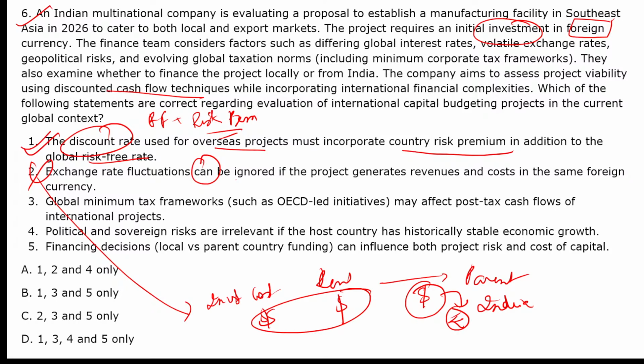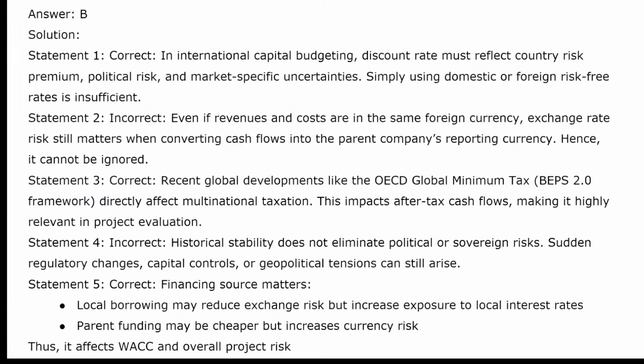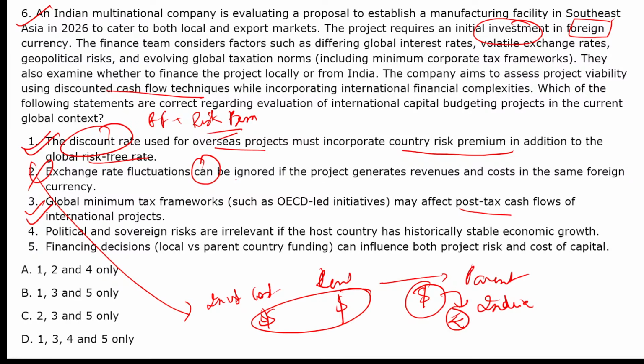So this is wrong. Global minimum tax frameworks such as OECD-led initiatives may affect post-tax cash flows for international projects. Do you think this is correct? Yes, correct. Because of OECD, international taxation will be affected by tax implications, and we will have post-tax cash flow of international projects. Political and sovereign risk are irrelevant if the host country has historically stable growth rate. Economic growth, no. Anything can happen anytime. So no, this is not correct.